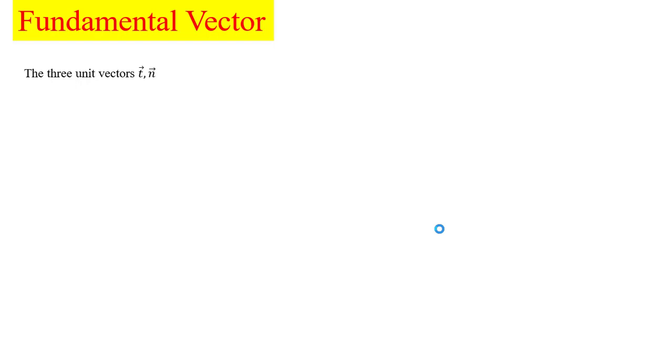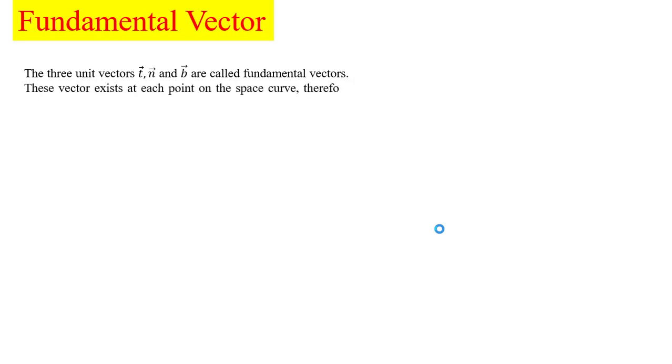The three unit vectors t, n and b are called fundamental vectors. These vectors exist at each point on the space curve. Therefore, they are called fundamental vectors.